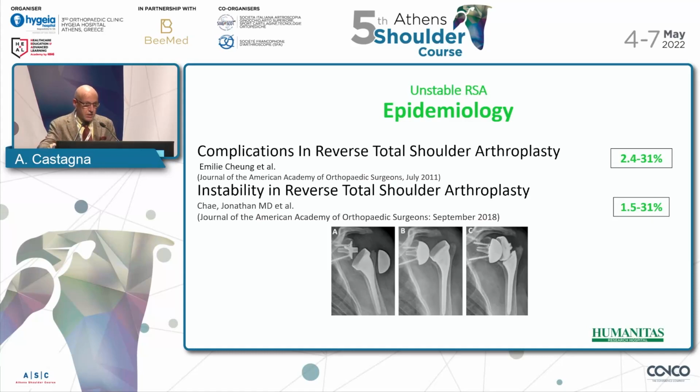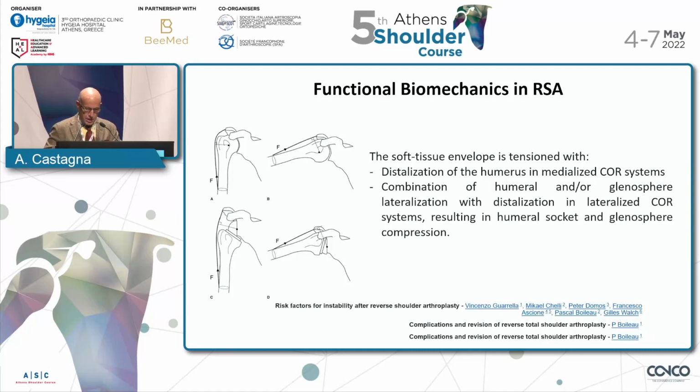Which are the risk factors about the epidemiology of instability? It is revision, soft tissue deficiency, of course, subscapularis or weak deltoid tension, excessive medialization, or bone loss from the glenoid or humeral side. You may have an early dislocation, that is, like after 3 months from surgery, or the late one that is after this period. And again, this is the epidemiology that I already described.